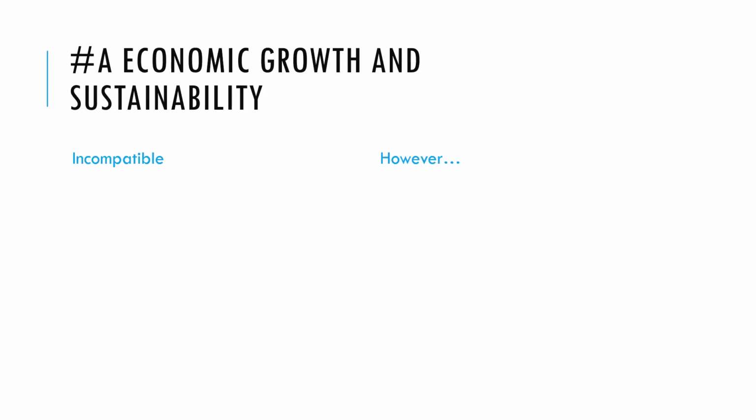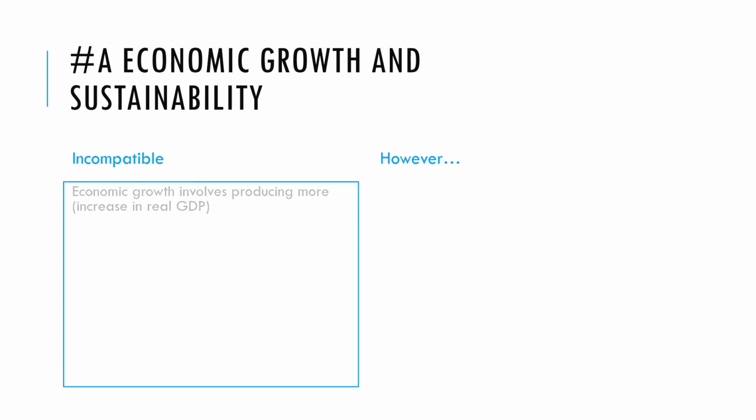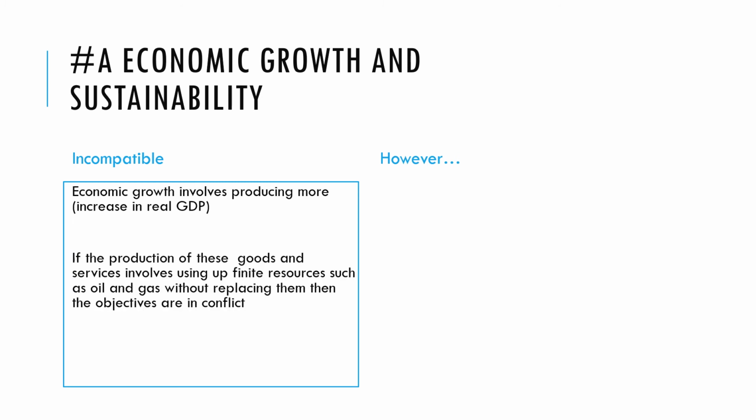Okay, there's a couple more here with some of the additional objectives, and this first one is economic growth and sustainability. This is quite a nice one to be able to use. And we say that economic growth often involves producing more. And if the production of these goods and services involves using up finite resources, such as oil and gas, then these objectives are in conflict because we're not sustainably using the resources in the economy.